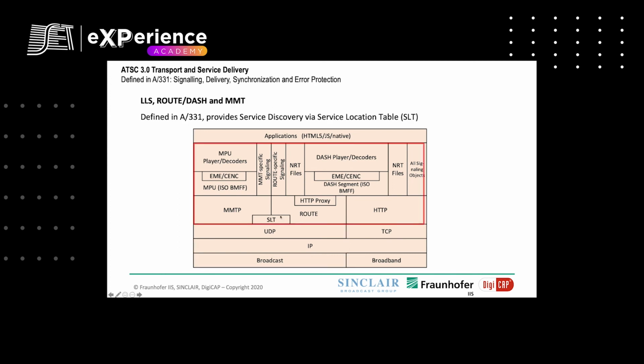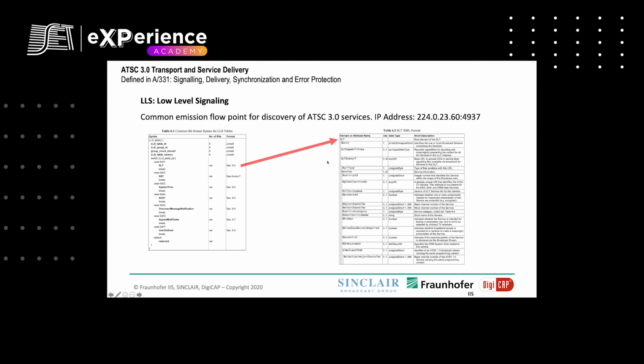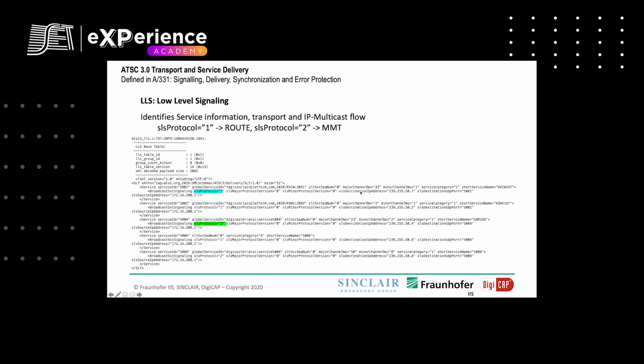Now, how does a receiver understand what services are available? This is delivered over what's called the LLS, the low-level signaling table, which in this specific implementation is the service location table. This LLS has a number of different signaling types, but the one we're most interested in is the SLT, which provides information about the service, its name, its channel ID, and most importantly, the destination IP and UDP for the multicast emission. The SLT also provides information about the protocol, whether it's ROUTE or MMT.